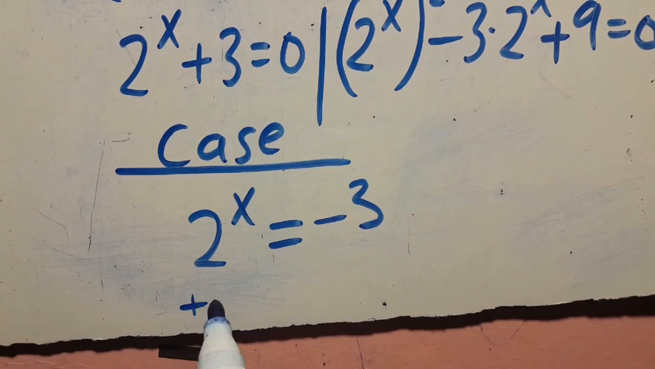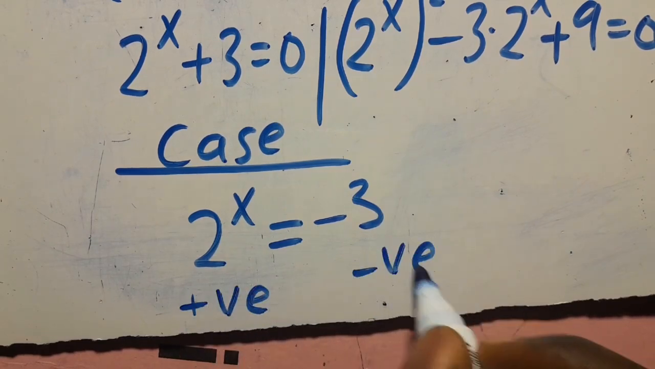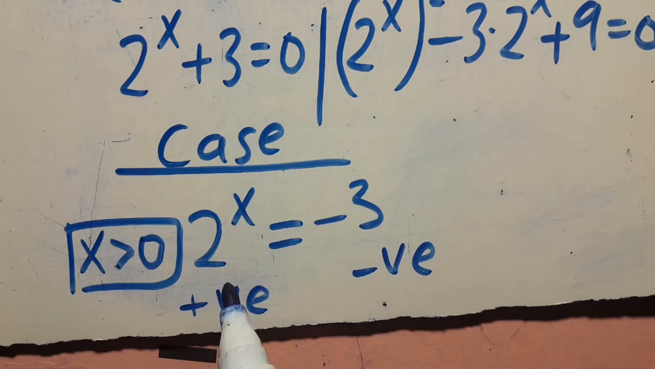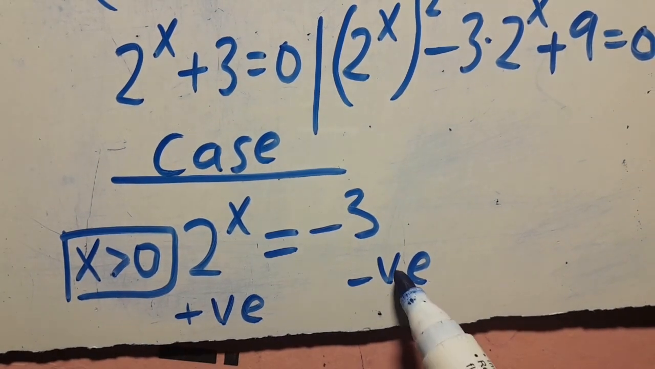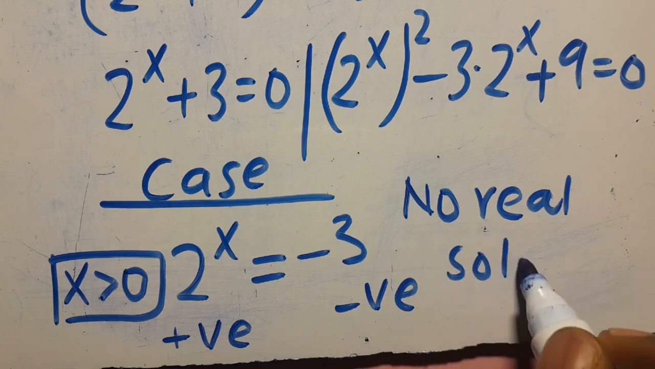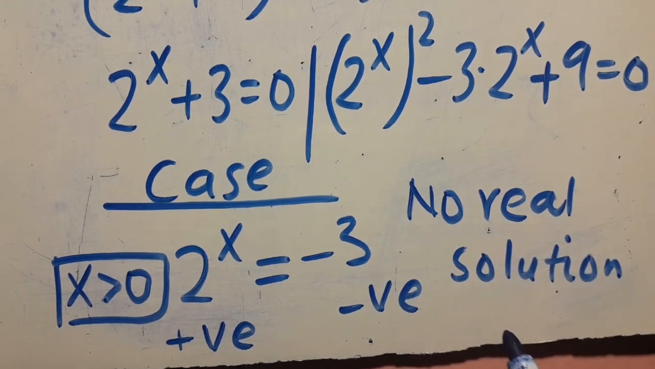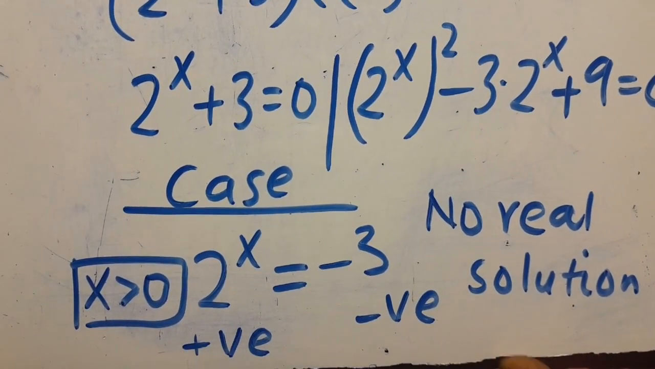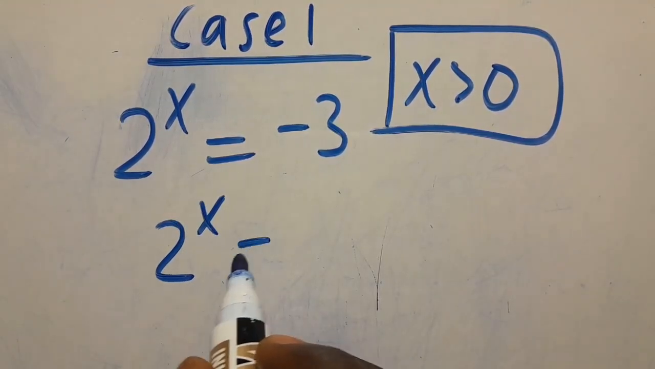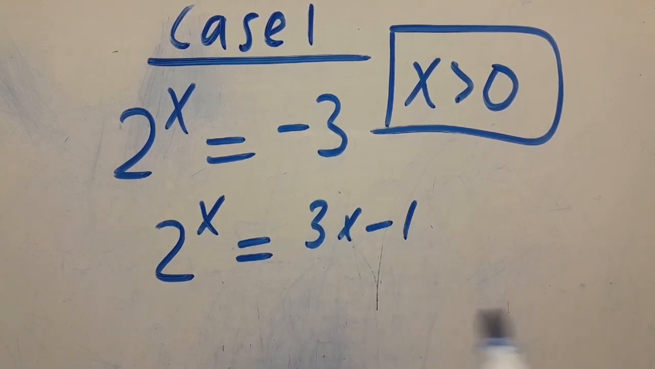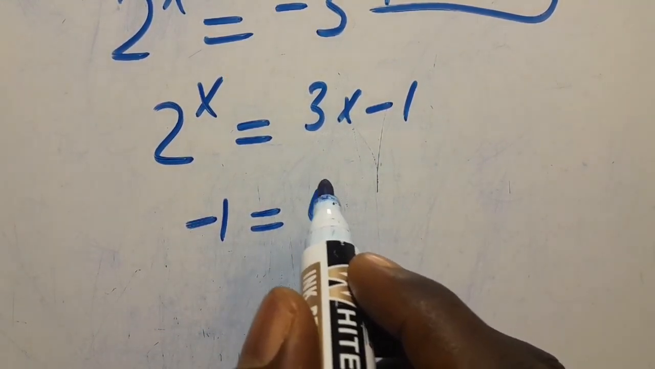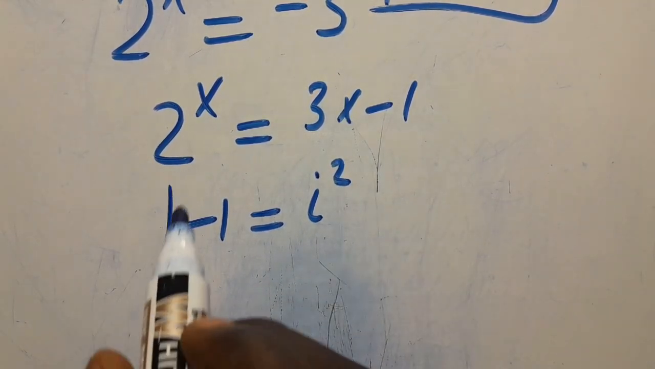Now from here, this side is positive and this side is negative. Here is positive for all values of x greater than 0. Here will always be positive, here is negative. So this has no real solution. But we can try for the complex solution, then let's see. From here, we have to recall that we can have this as 3 times minus 1. Then minus 1 equals i square in a complex space.